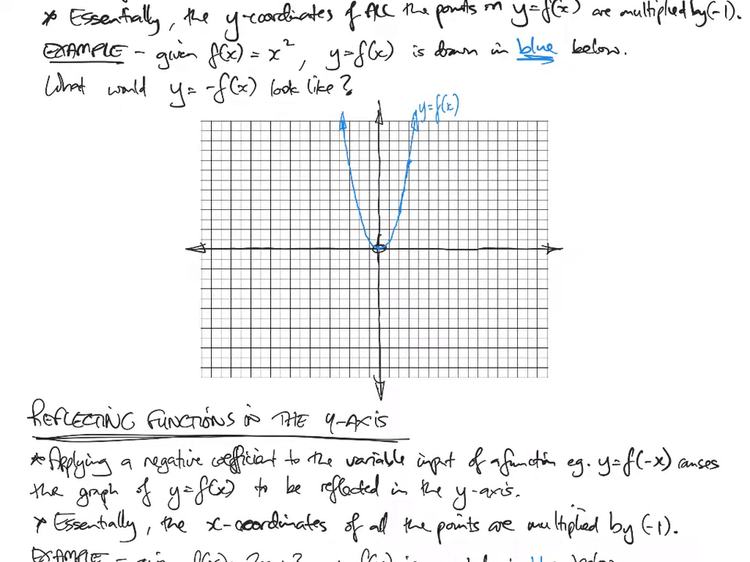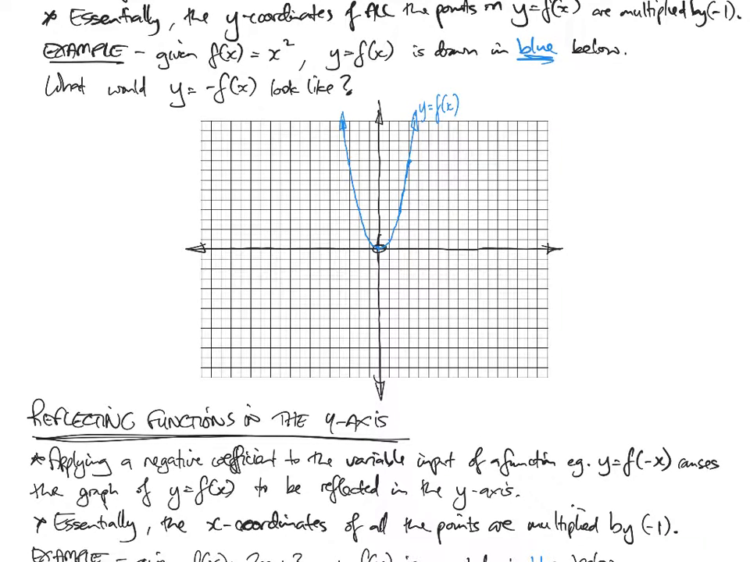In the example here, we're going to use the example we've been using the whole time. The function of x is x squared, so the function is squaring whatever the input is. If I was to graph that, that's down below in blue. It's that curve that you've been seeing before. What would y is equal to negative f of x be?